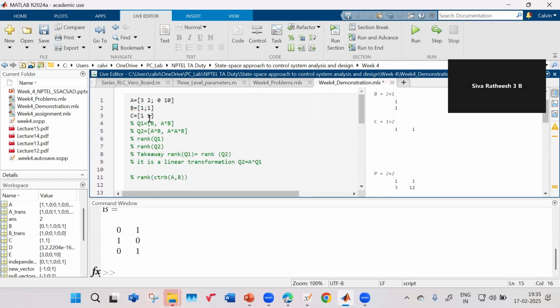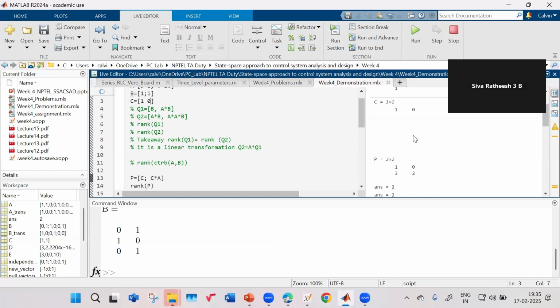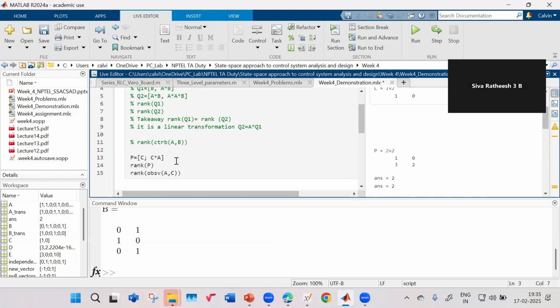Now what we do, let us change C. Let me make this 0. Then what will happen? Will it change? Let us check. You can see it has not changed. Even though I have changed my C matrix, even though I have changed one output, the rank of the P matrix remains the same.